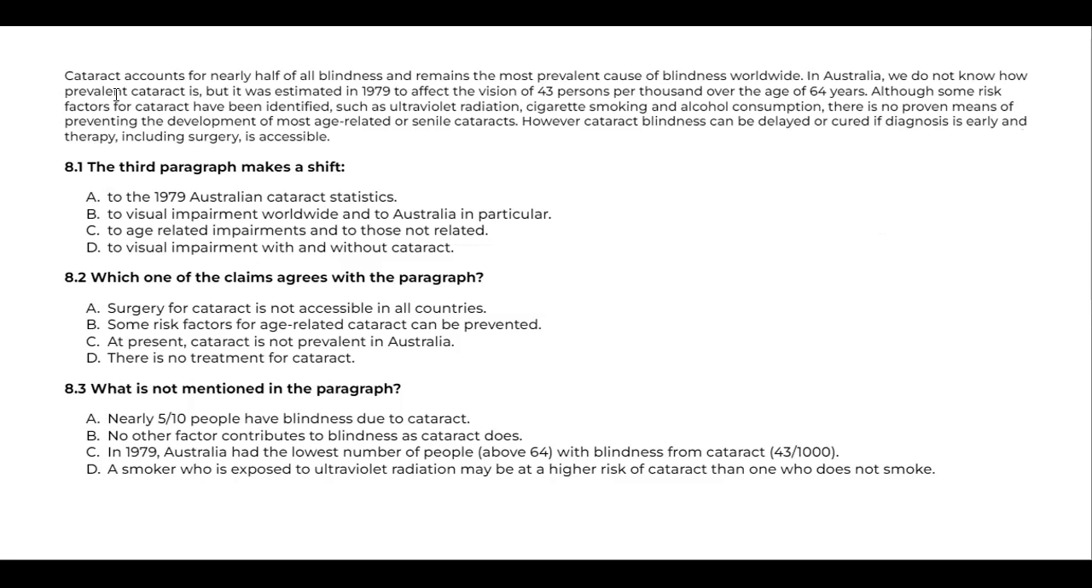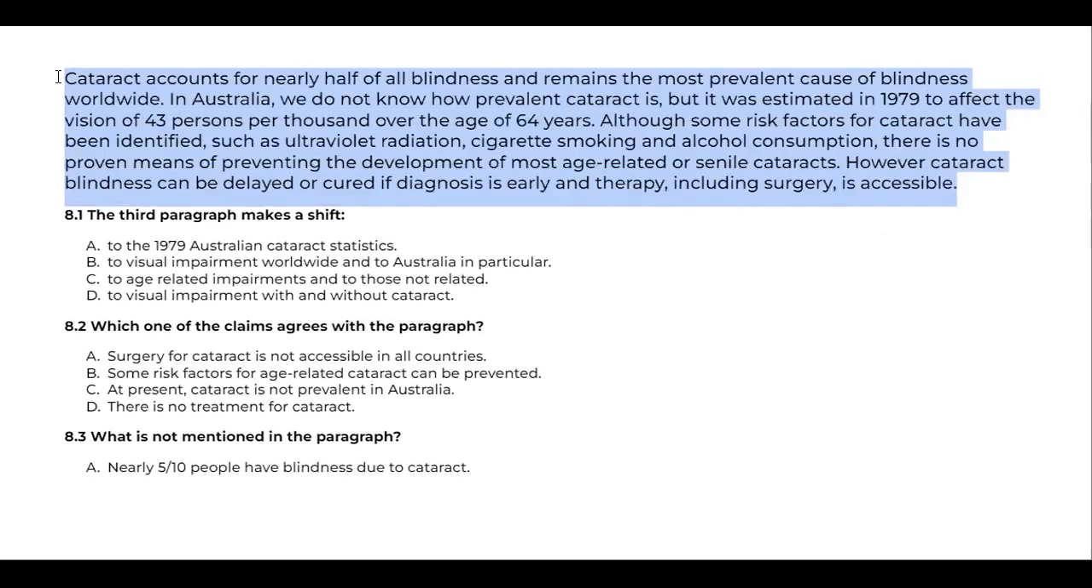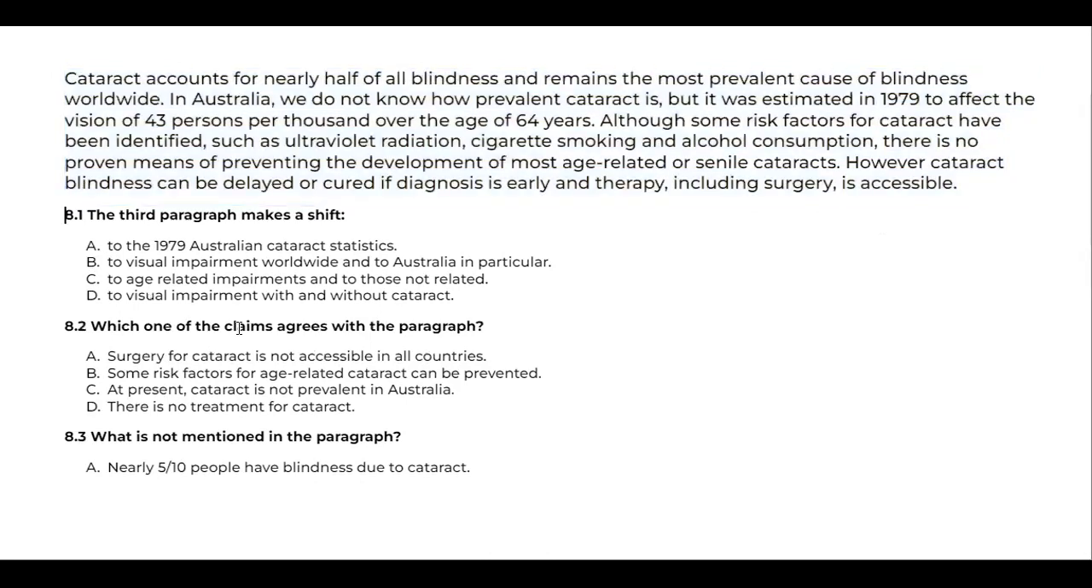Okay, now, so this is a crucial point right now. Here is a paragraph, and here is the first question. Sorry about my cough. Okay, rather than going to 8.1, let's go to 8.2. Which one of the claims agrees with the paragraph? That means there is only one claim that is agreeing with the paragraph, others do not agree. So there is one answer which is the correct answer.